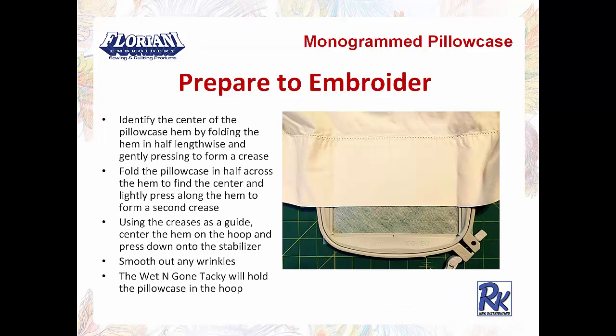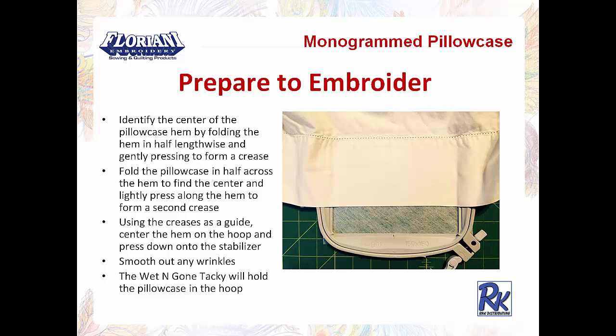Next, we need to identify the center of our pillowcase hem. We're going to do it across the hem by folding the hem in half lengthwise and gently pressing it to form a crease. And then we're going to fold the pillowcase in half across the hem to find the center the other direction and lightly press again in the hem area to form a second crease. That'll give us a cross of creases in the center.